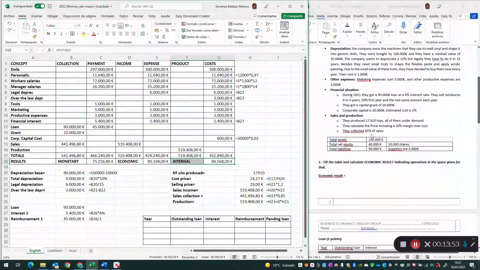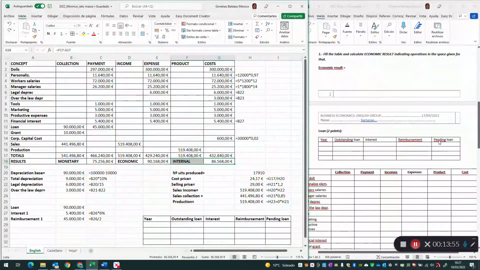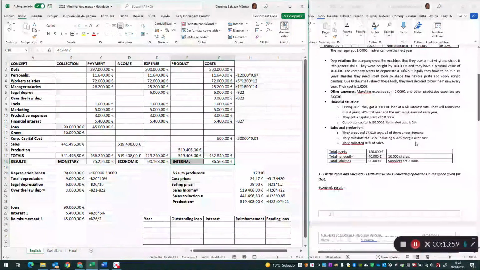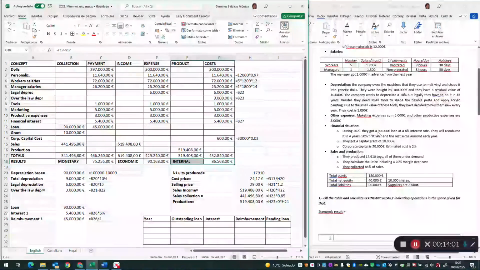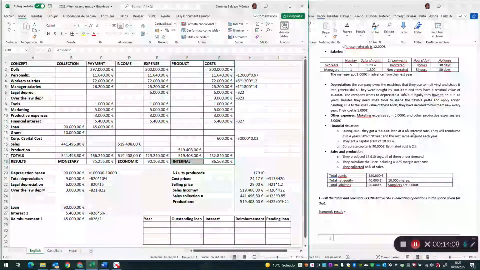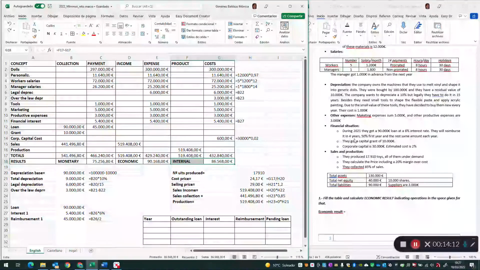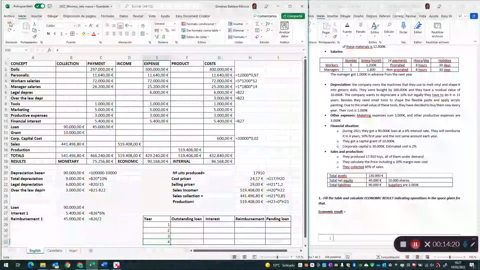Now we're going to move on to the other part that you were asked to do, which was the chart related to the loan. So we're moving back here and we're going to check again the information related to the loan. It says it's a 90,000 euros loan at a 6% interest rate. They're going to reimburse it in 4 years. So we have a chart for 4 years. 50% first year, the rest the same amount each year. So there we go. 1, 2, 3, and 4 years.